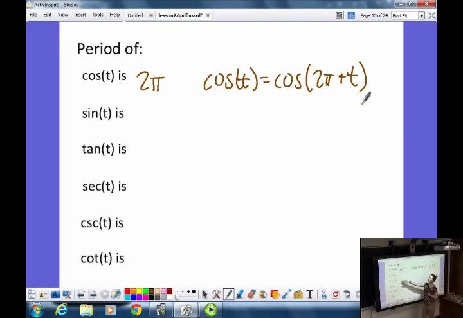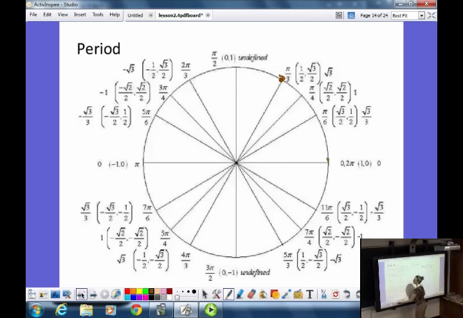So then, what do you think the period of sine of t is? 2 pi. What do you think the period of tangent of t is? Pi. Why is it only pi though? It was 2 pi for everything else.